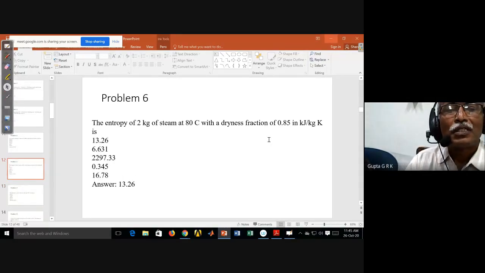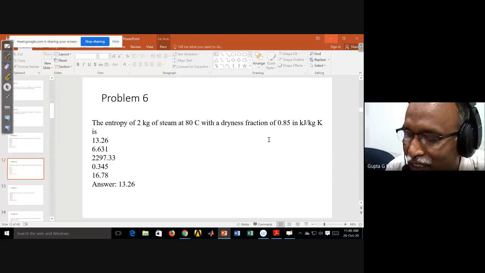And the entropy of 2 kg of steam. Yeah, I think I have made mistakes. Right, that's true. So here also, the entropy of 2 kg of steam at 80 degrees centigrade with the dryness fraction 0.85 is given. So you have to find out the entropy in kilojoule per Kelvin, not kilojoule per kg Kelvin. So s is equal to sf plus x sfg. You have to get sf and sfg at 80 degrees centigrade from the tables, and you will get the entropy per kg, so into 2 only you will get this. Yeah, that is a mistake actually. So I will check that.